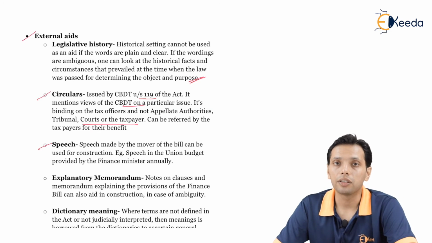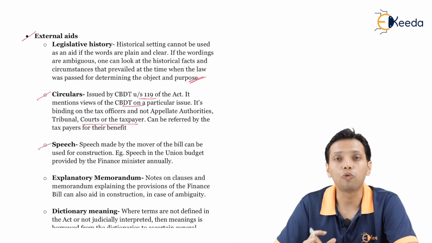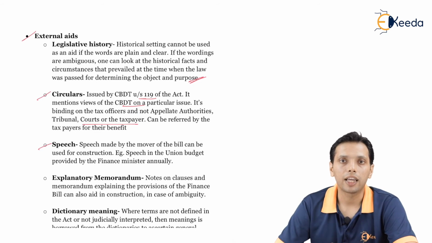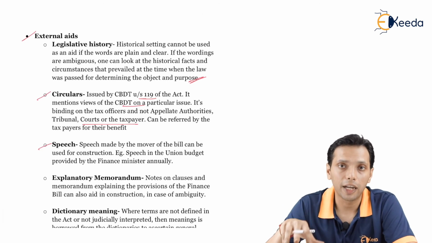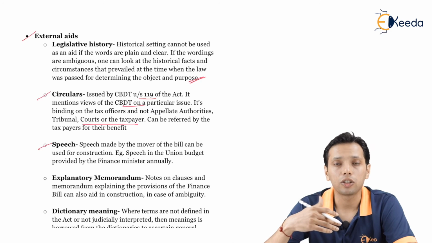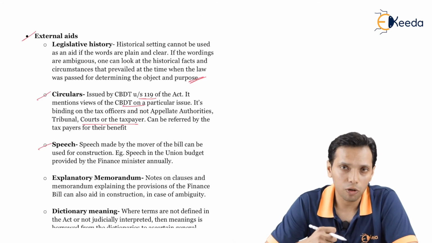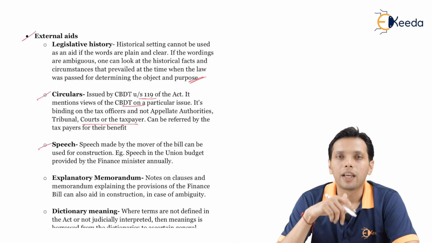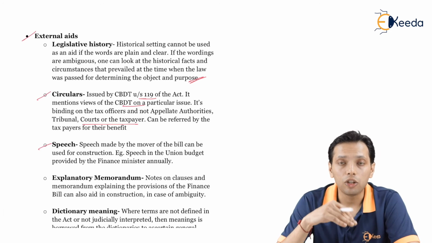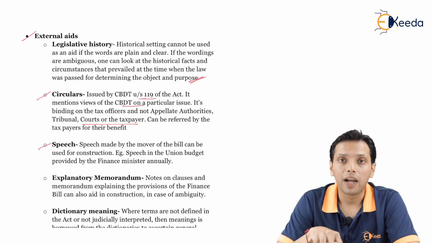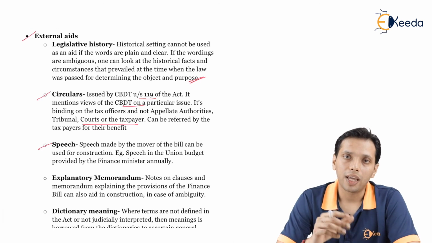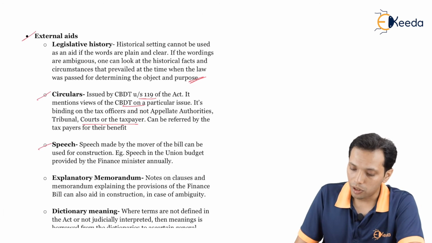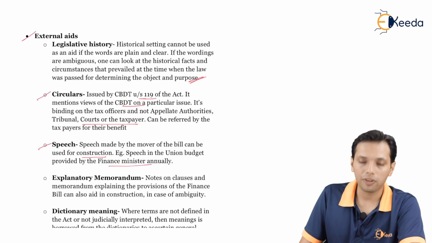Next is speech. Speech is the wordings of the mover of the bill. It can be used as an aid for interpretation when you are not able to know the intent of the legislature through the above steps. By reading the speech, you may be able to know the intent of the legislation. For example, the finance minister delivers a speech while laying down the finance bill, the annual union budget speech, and its wordings can be used to know the intent of the legislation.